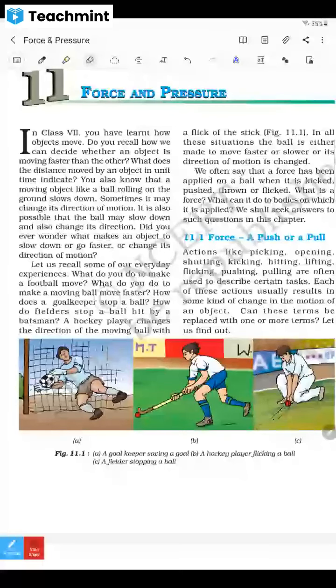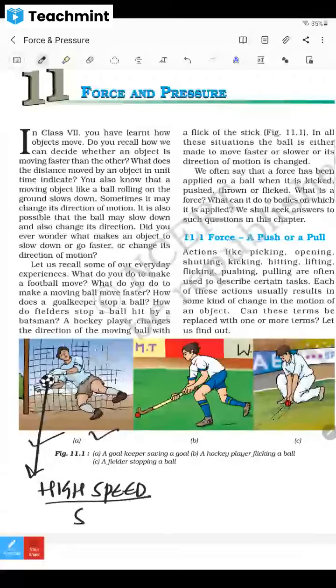And again here also, a football player is there, and this goalkeeper is going to stop that. Whatever ball is there, it is at high speed. Now he is trying to make that speed equal to zero by holding it. Here also this ball is at high speed, and he is also trying to make that speed zero. Right, dear children?